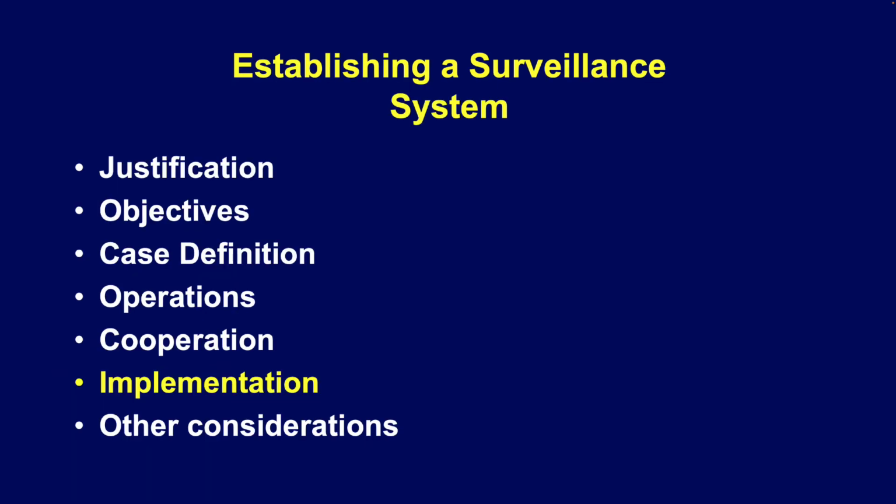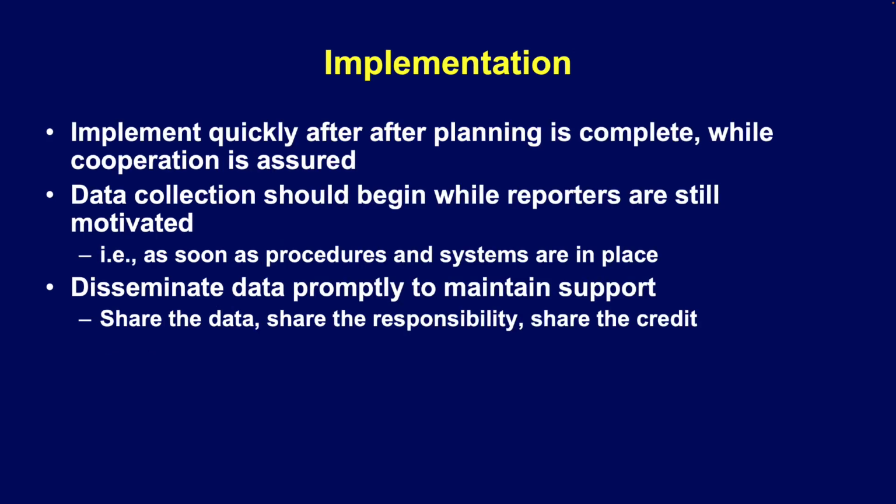Once you've designed your surveillance system, there are issues to consider related to its implementation. In general, it's best to implement relatively quickly after you have completed the planning phase of the surveillance system. This is soon after you've ensured cooperation from key stakeholders by involving them in the process of articulating the surveillance system goals and designing it. So it's best the data collection and reporting begin while these key stakeholders are still motivated.